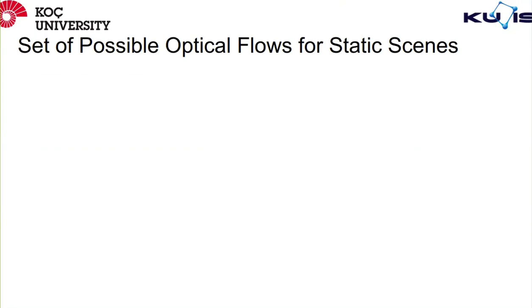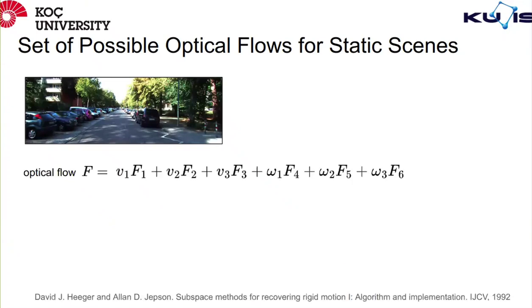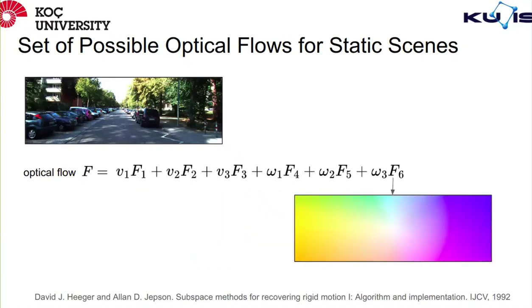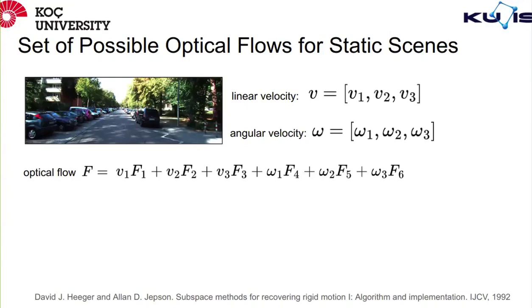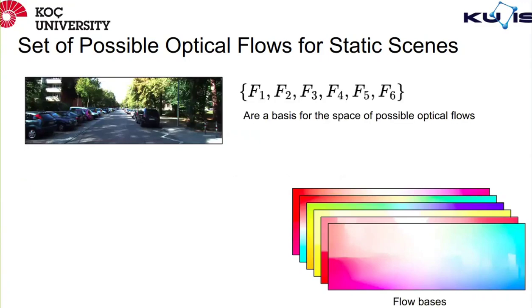Previous work has shown that given an image of a static scene with only camera motion, the optical flow is a linear combination of exactly 6 optical flow vectors, denoted here as f1 to f6. The coefficients of each of these vectors are in fact the components of the linear and angular velocity of the camera. Therefore, these 6 optical flow vectors are in fact a basis for the space of possible optical flows for this static scene.